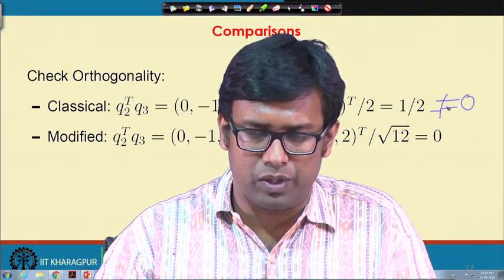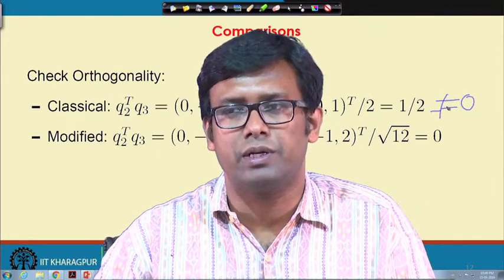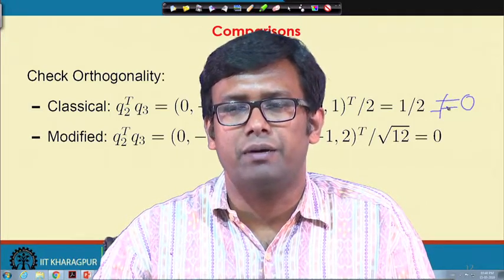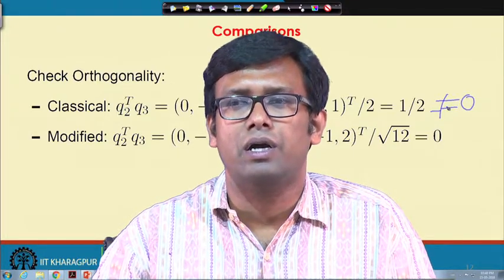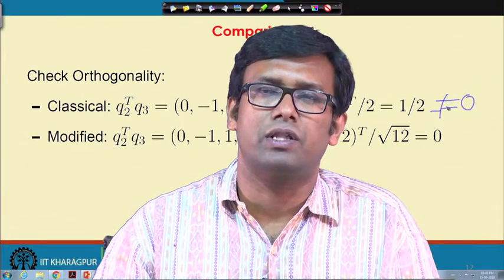So, what we will try to see is that we will form a matrix with independent columns and do a Gram-Schmidt orthogonalization over that matrix.